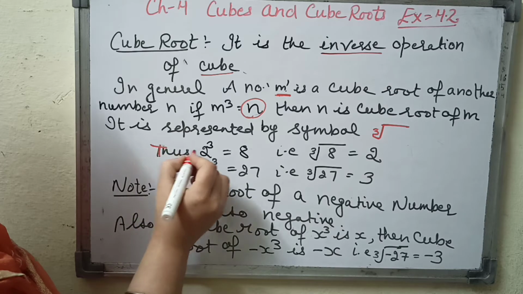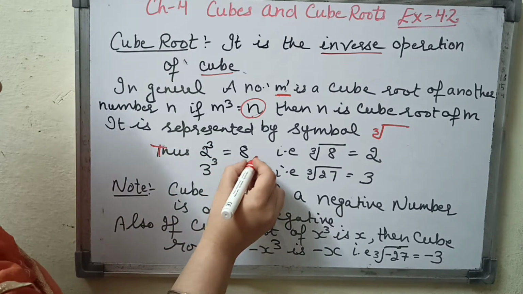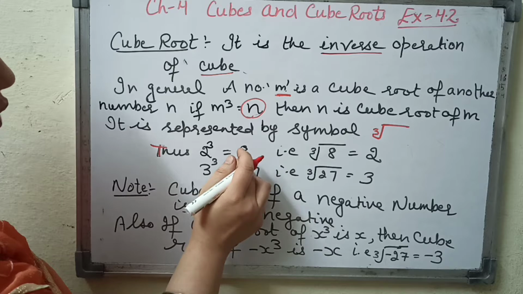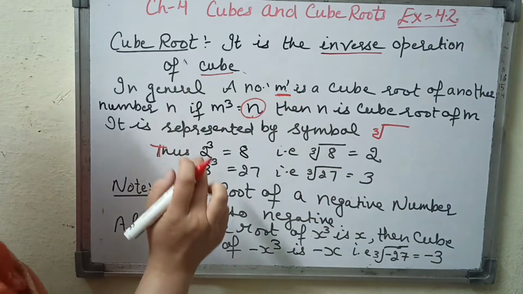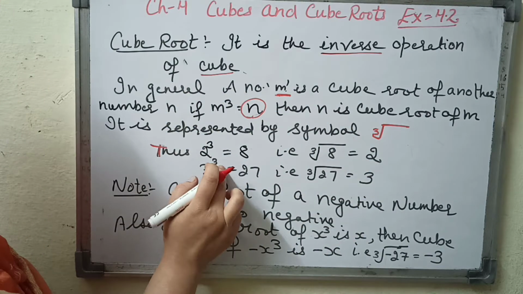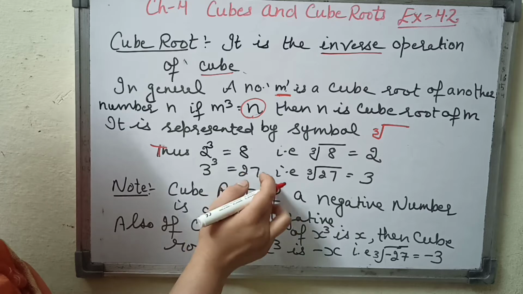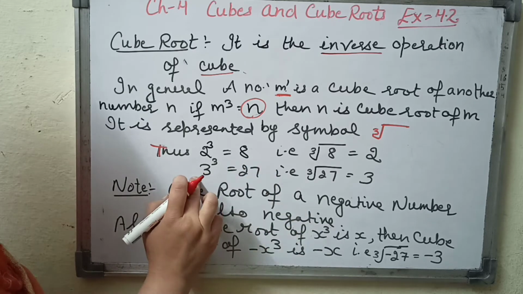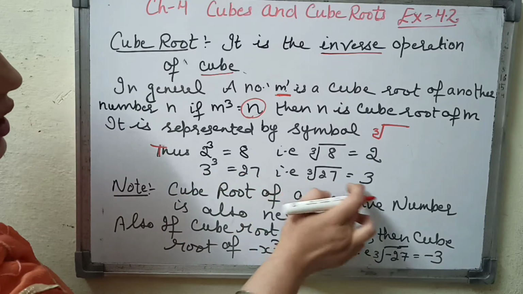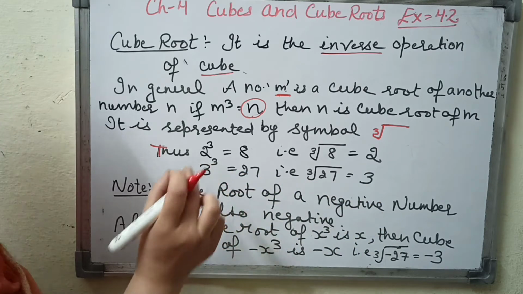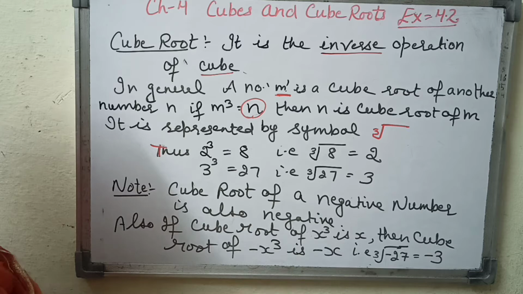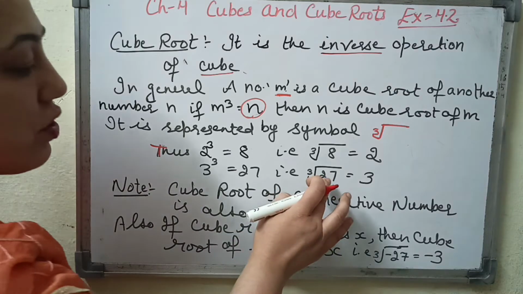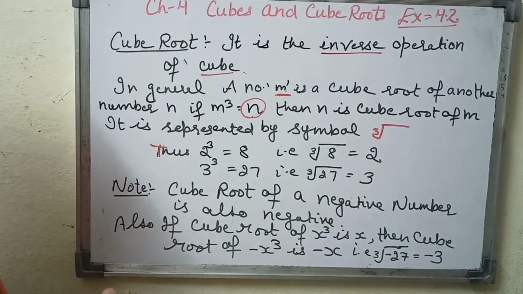Thus, 2 cube equals 8, that is, the cube root of 8 is equal to 2. Similarly, 3 cube equals 27 and the cube root of 27 is 3. It is the inverse operation, so that's why its cube root is 3. Because it can be written as a factor of 3, that is, 3 3s are 9, 3 9s are 27, so the cube root is equal to 3.